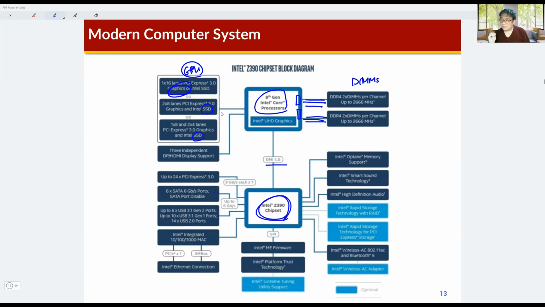So storage devices can also be directly connected to the CPU, because recently the data communication between the CPU and high-speed storage like SSD or Intel Optane storage is very high performance, and we need very high bandwidth between the CPU and storage. So sometimes an Intel SSD or Optane SSD can be directly connected to the CPU.